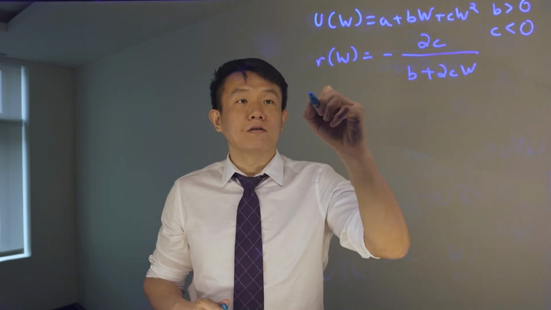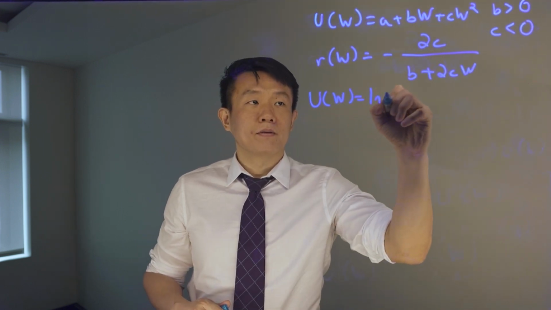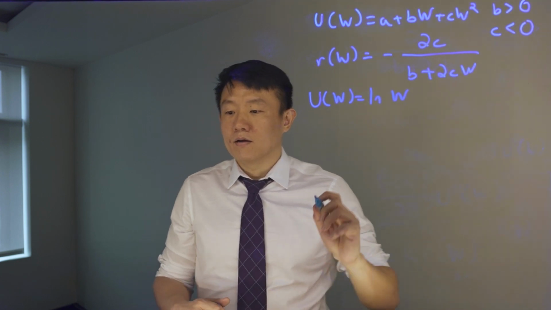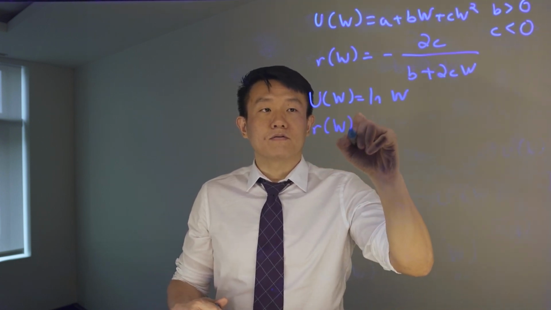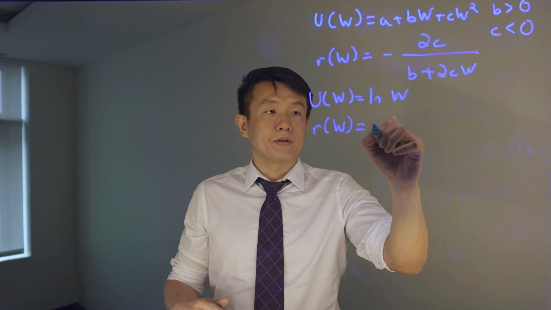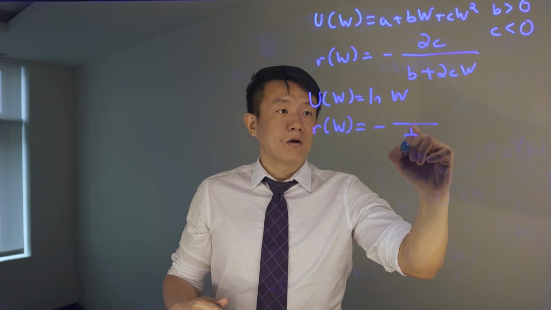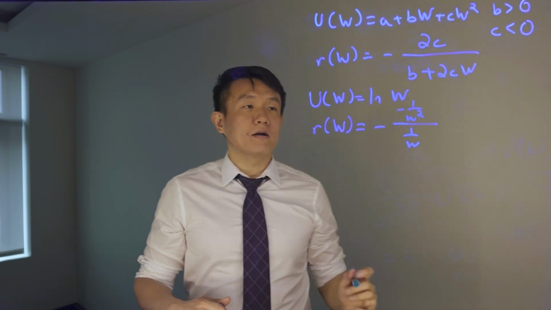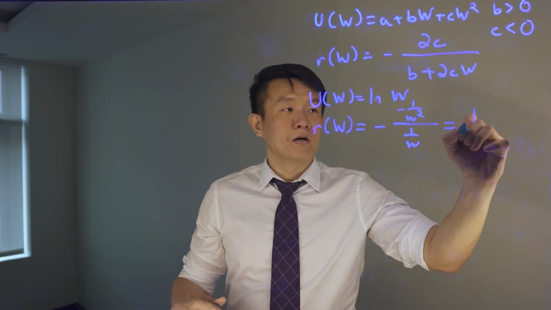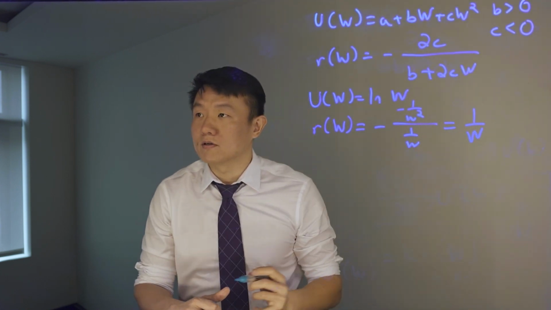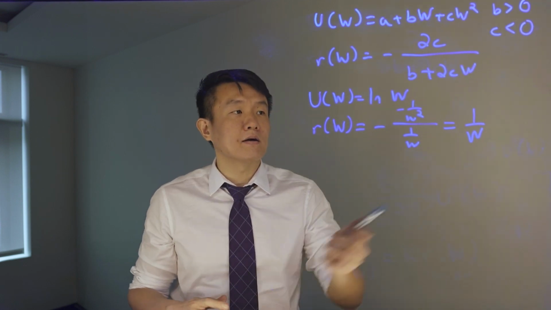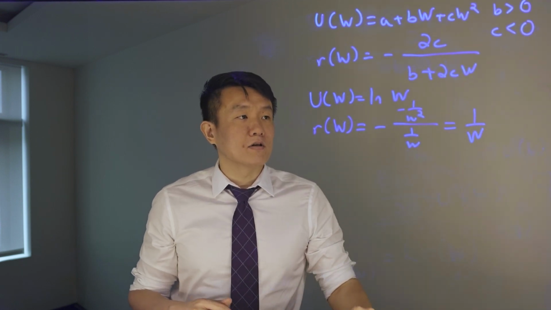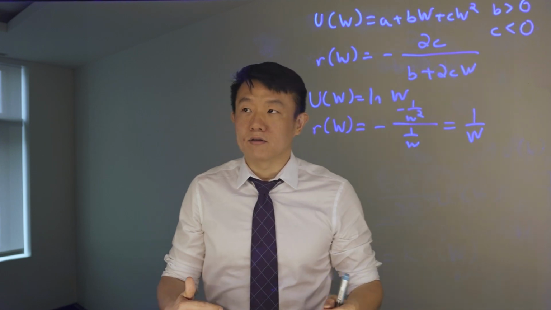If I have log utility, then the coefficient of absolute risk aversion is going to be 1 over W for U prime, minus 1 over W squared for U double prime. So this whole thing will just be 1 over W. Here, the coefficient of risk aversion will decrease as my wealth increases.